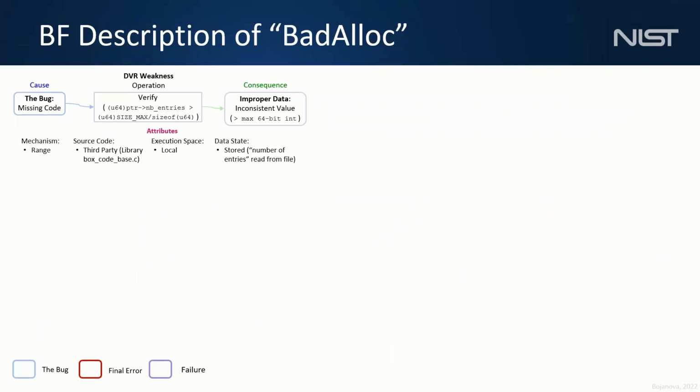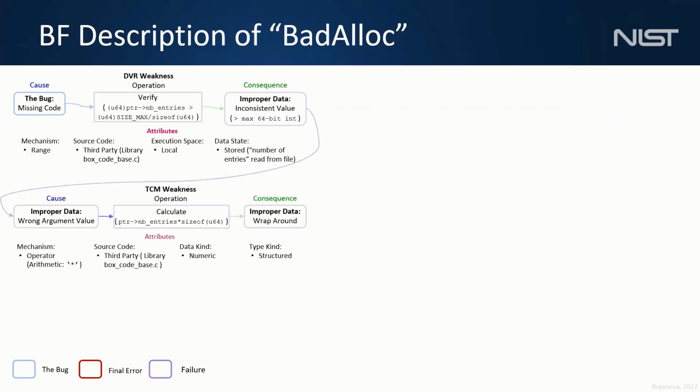Using the BF taxonomy of the involved weaknesses, first is the data verification weakness, DVR. The missing verification bug leads to inconsistent value for number of entries. The attributes show how and where this went wrong. Mechanism points the missing verification should have been checked against a range. Source code shows where the buggy code is in software. Execution space is about the permission level. State shows where the data is.